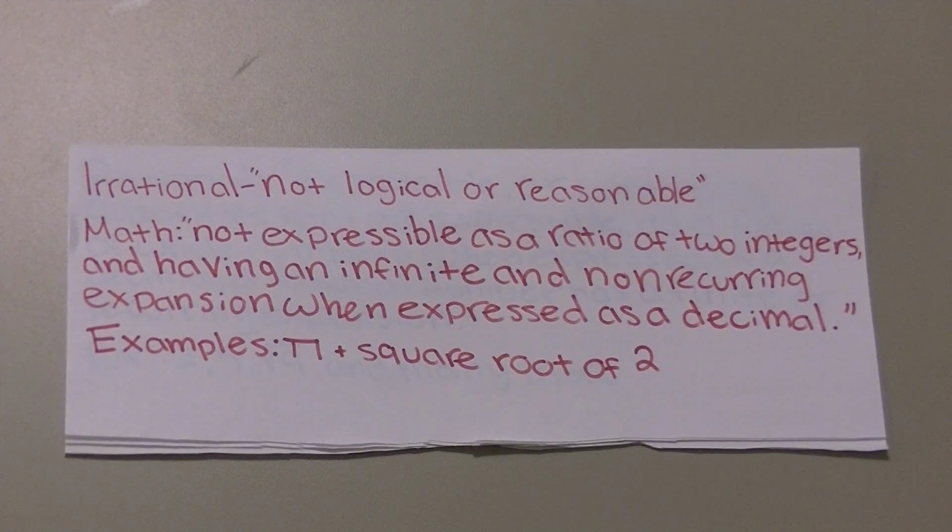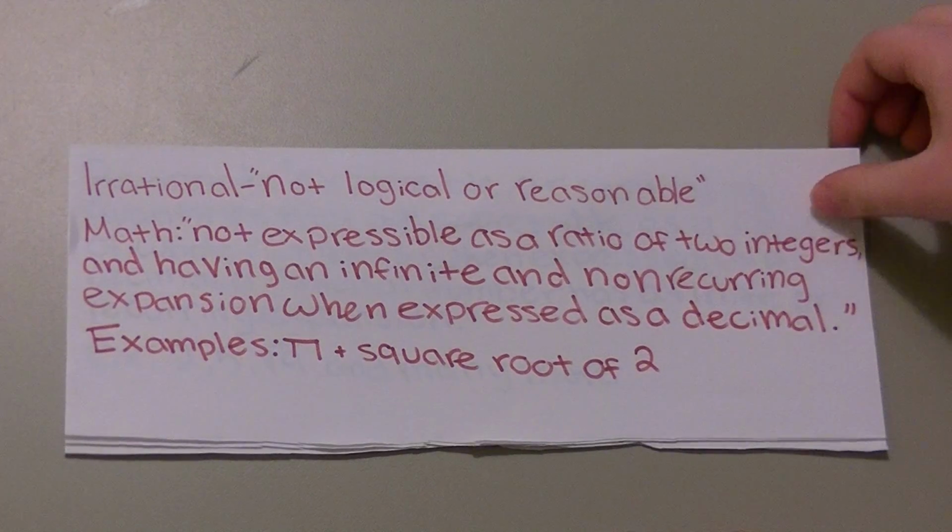Today I will be showing you how to determine if a number is rational or irrational. If you didn't know already, irrational means not logical or reasonable. In a math sense, this means that it is not expressible as a ratio of two integers and has an infinite and non-recurring expansion expressed as a decimal.